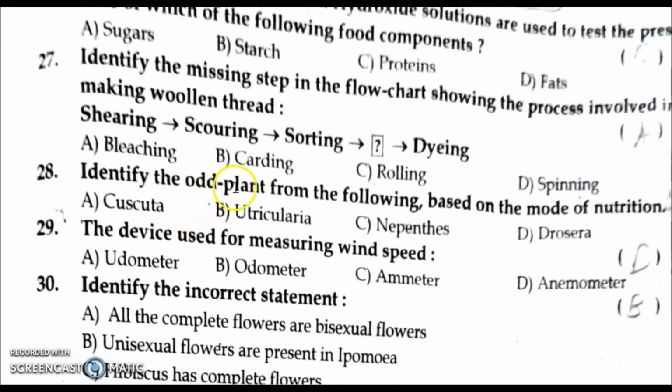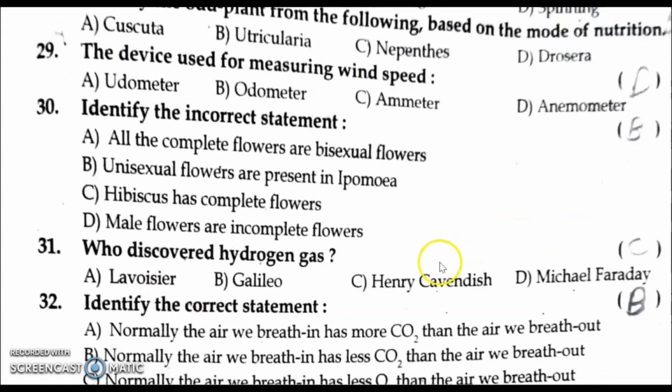Identify the odd plant from the following based on the mode of nutrition. Here the correct answer is A. Cuscuta. The device used for measuring wind speed is D. Anemometer. Identify the incorrect statement. Here the correct answer is B. Unisexual flowers are present in Ipomoea.